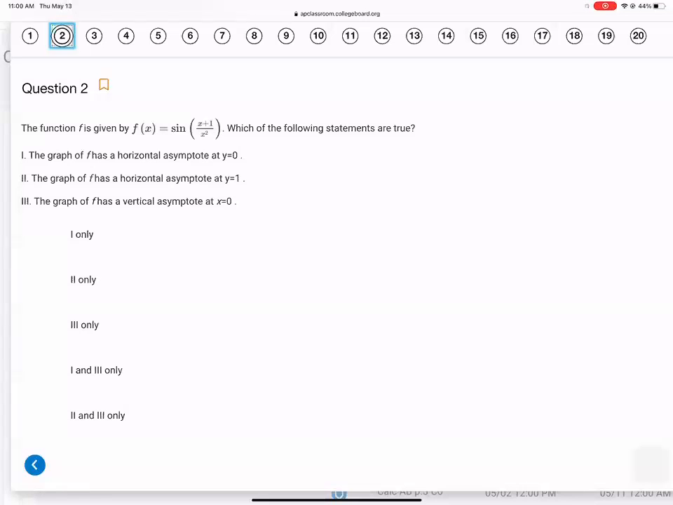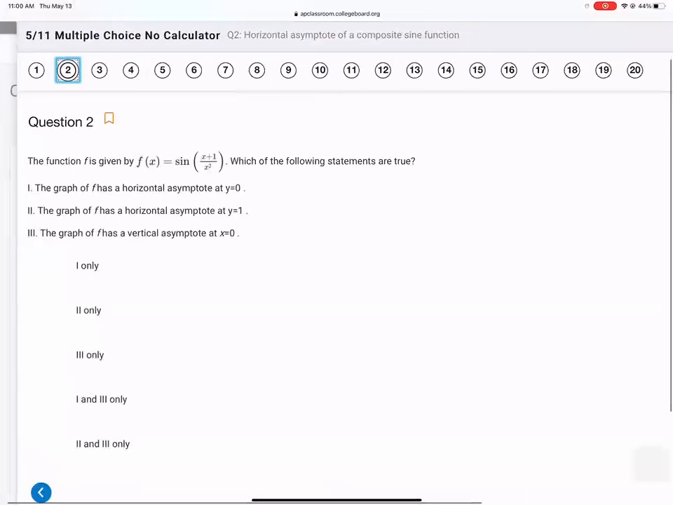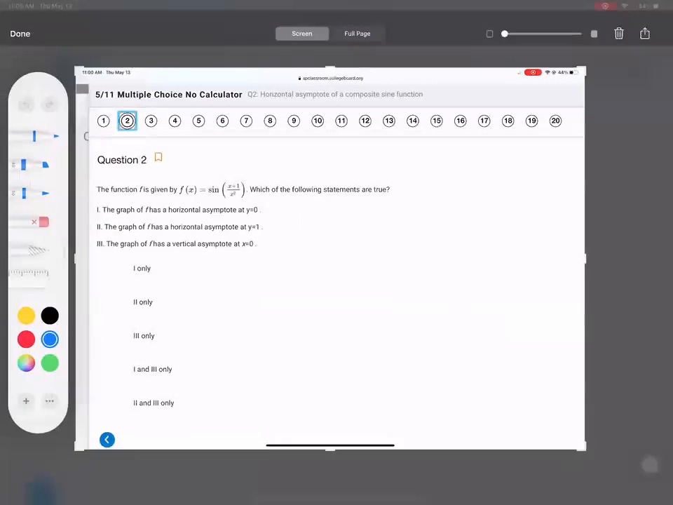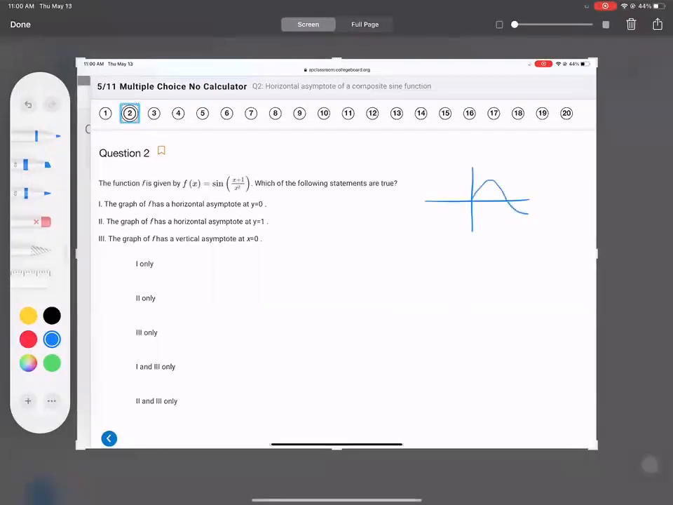Okay, so we're looking at question number 2. The function f is given by sine of (x plus 1) over x squared. Which of the following statements is true? First thing I'm thinking about is what a sine graph looks like. It could really change, but we can't have zeros. If we divide by 0, that's going to shoot off to infinity. So as x gets closer to 0, what happens to the graph?